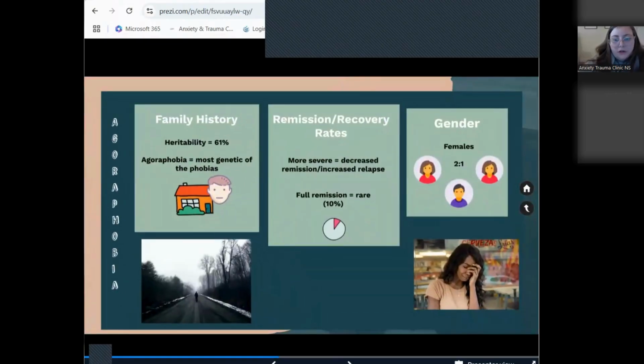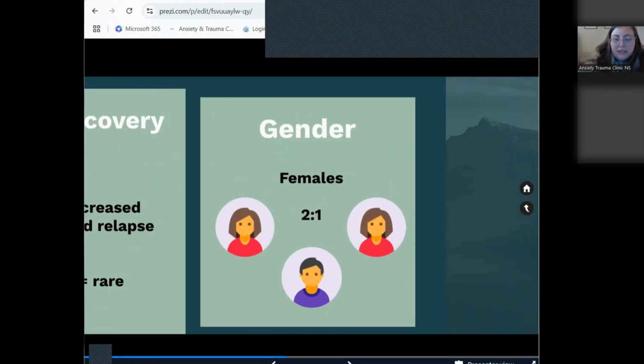Moving on here to agoraphobia. Similarly, and I know I misspoke earlier because I was speaking about the ratio for agoraphobia when it was panic disorder, but they're actually exactly the same, which is likely why I got confused. So my apologies for that. Females are also more frequently affected than males as well at approximately a rate of 2 to 1.